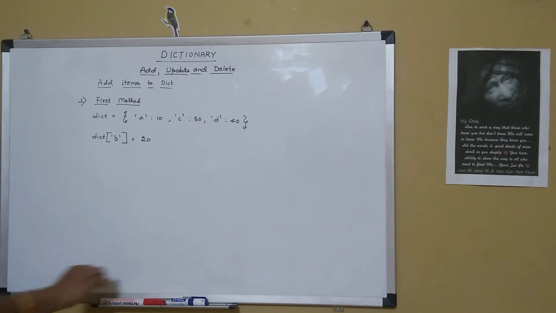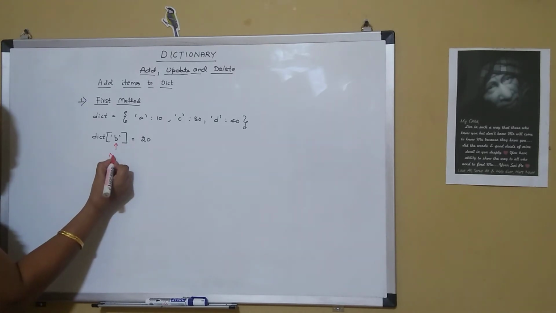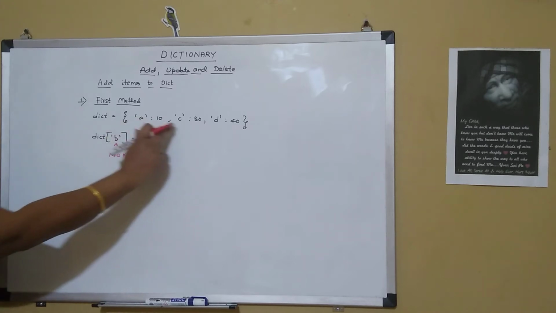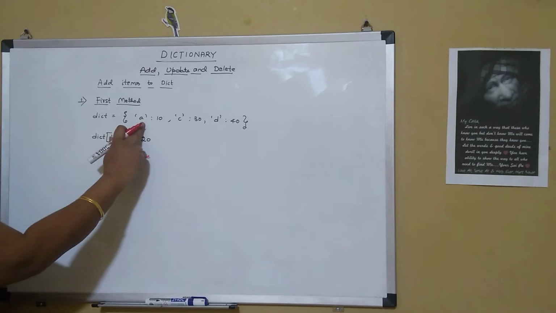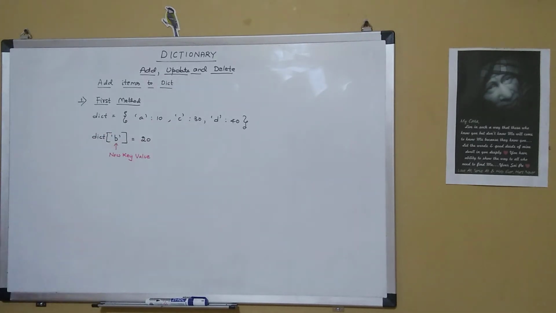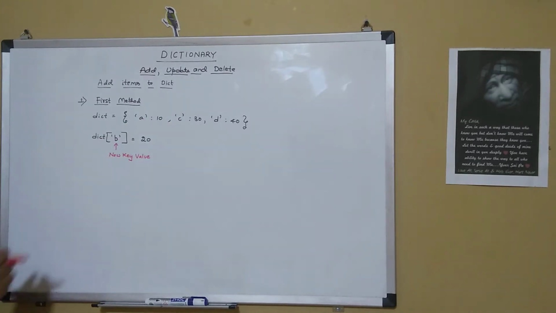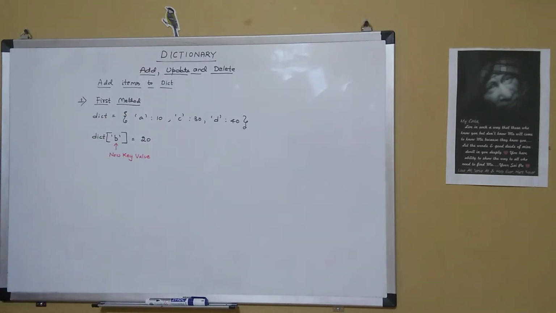So friends, here what we have to remember is when we add a value item into the dictionary, the key value whatever we are specifying should be a new key value. It should not be existing in the dictionary. So since B is a new key value, it is not present in the dictionary. So we can add this particular key to the dictionary. We cannot give an existing key value to be added into the dictionary.